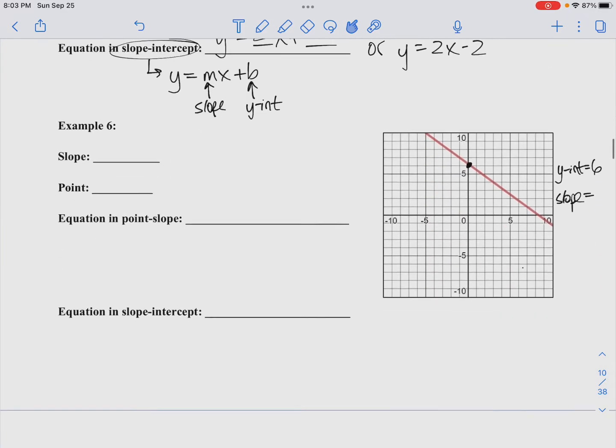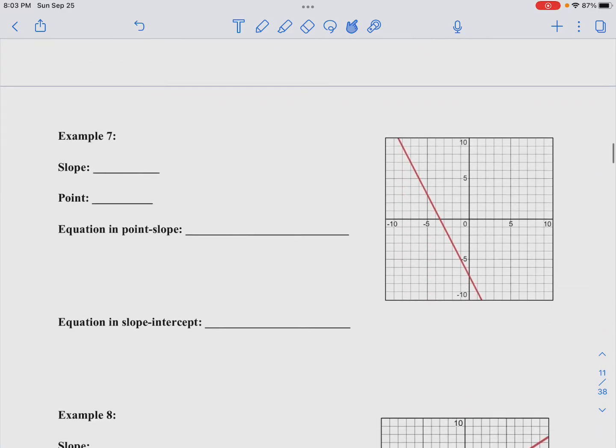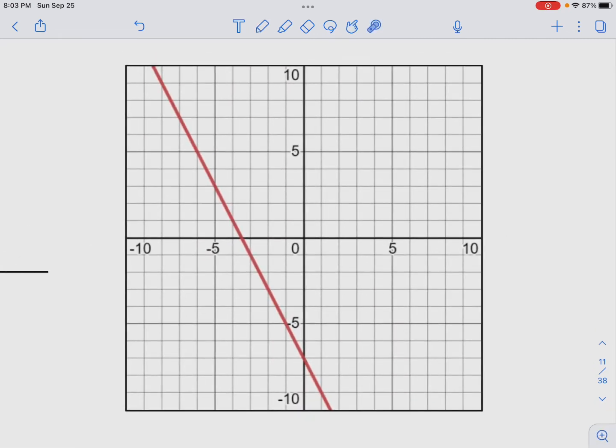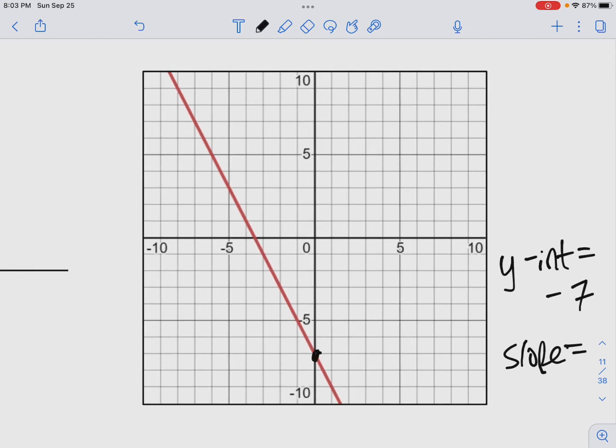All right, so let's take a look at one more. I'm going to go down to 7, and let's start with that one. So I want to zoom in on the graph. Remember, I want to first figure out what's my y-intercept. So where does the line touch the y-axis? It touches right down here. That would be negative 7. Let's figure out the slope now. So I'm going to put a dot on negative 7. That's my y-intercept. And it looks like I'm going up 2 over 1.